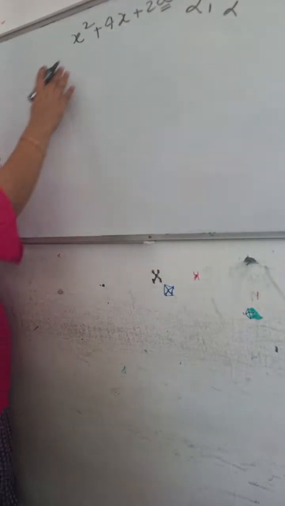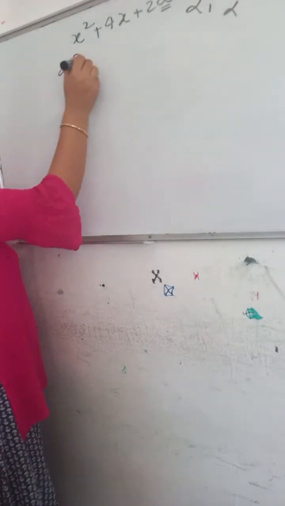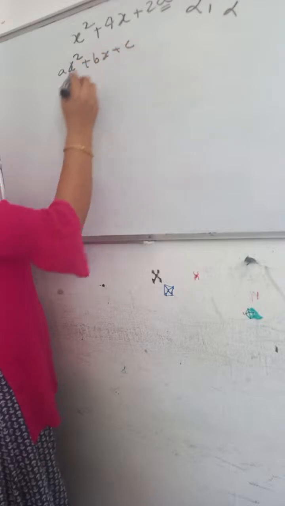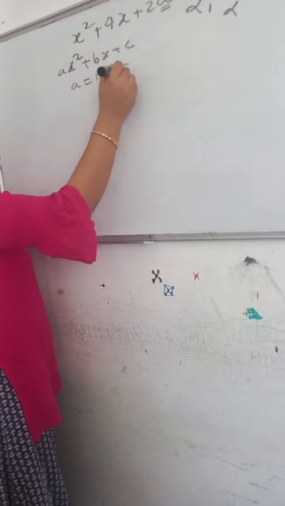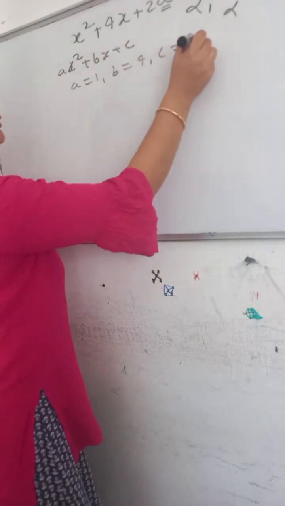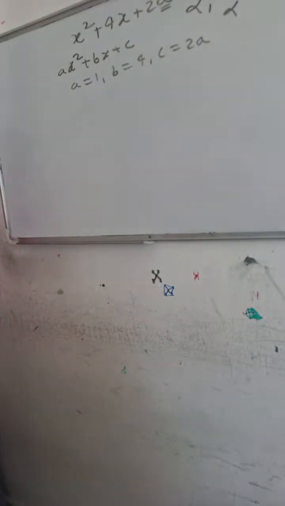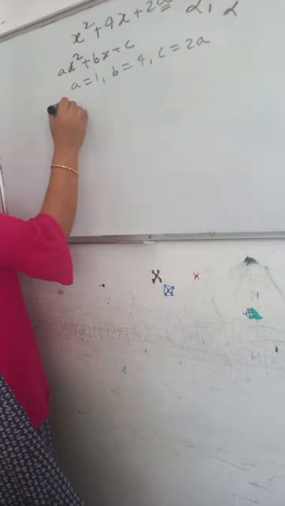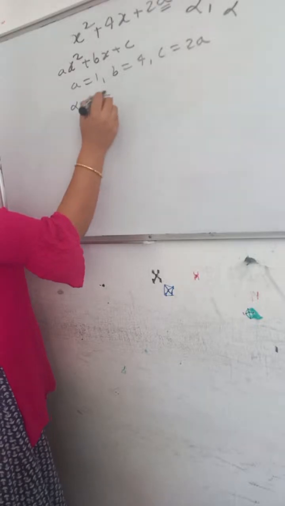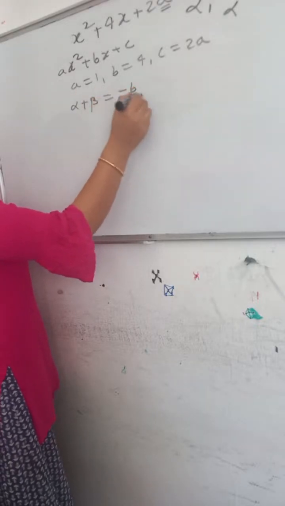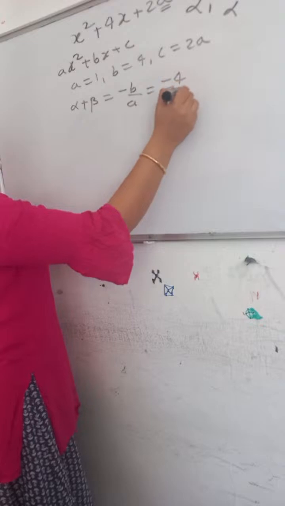Okay. If you compare with the standard equation ax square plus bx plus c, a is 1, b is 4 and c is equal to twice of a. Can you getting this? So from this we can write alpha plus beta is nothing but how much? Minus b by a, that is minus 4 by 1.